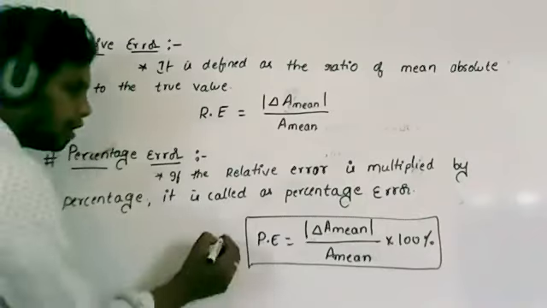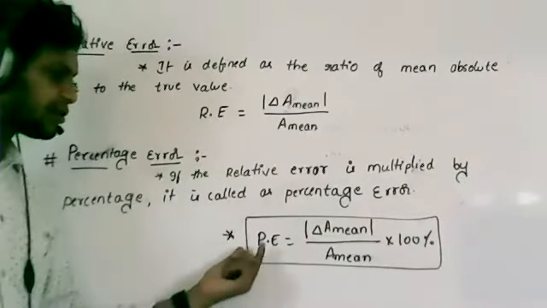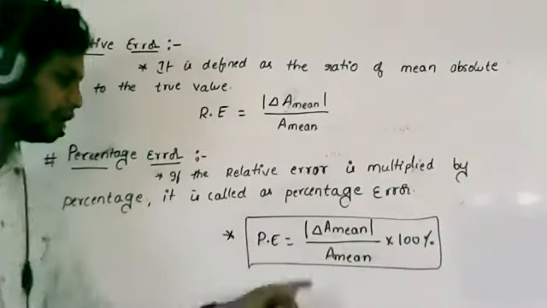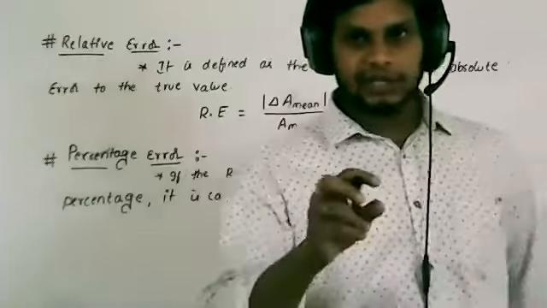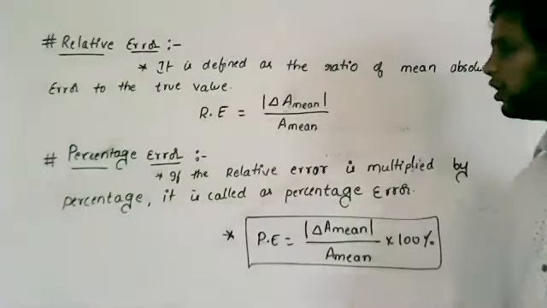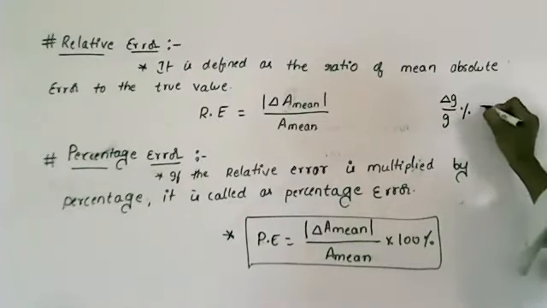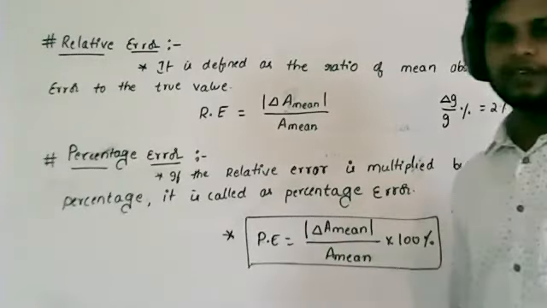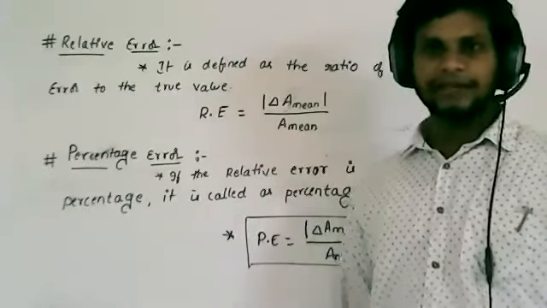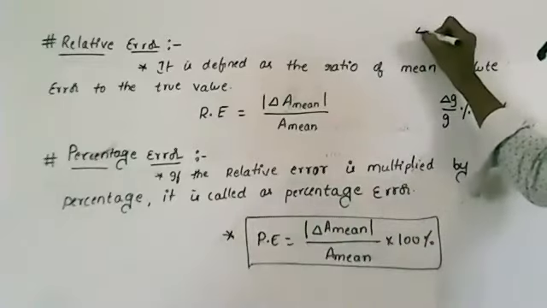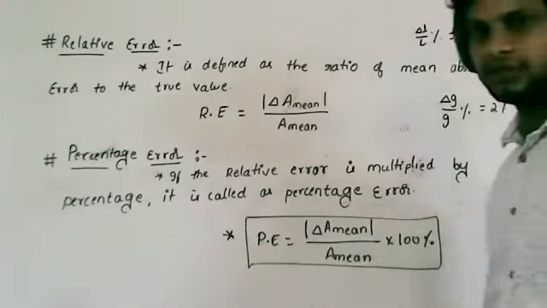Now remember, this equation we will use in most of the problems. If they give any value in terms of percentage, we will use this formula. Now how they will give: the percentage change in the acceleration due to gravity is 2%. So delta G by G percentage is equal to 2%. Or the percentage change in the length is 0.1%, so delta L by L percentage is equal to 0.1%.